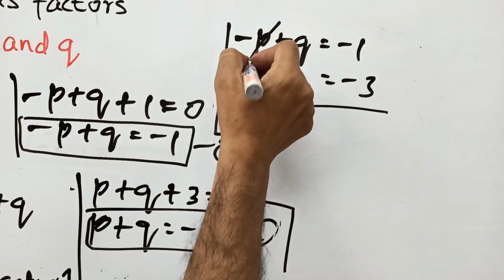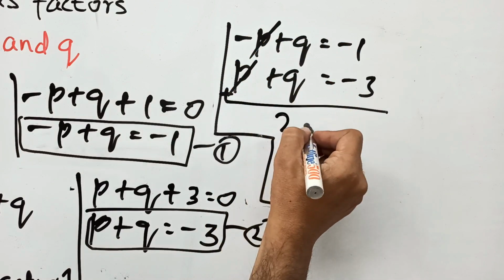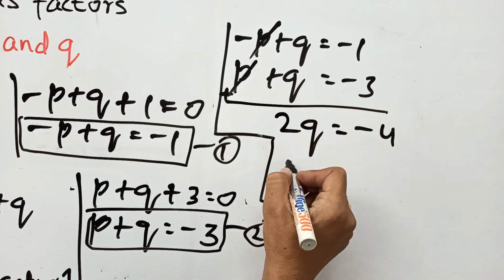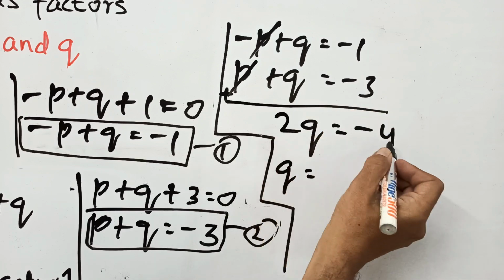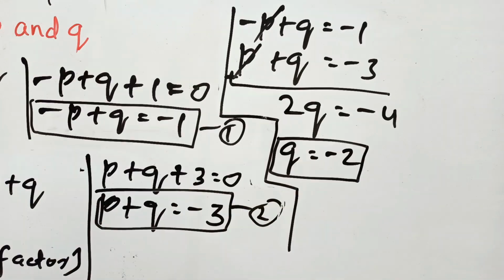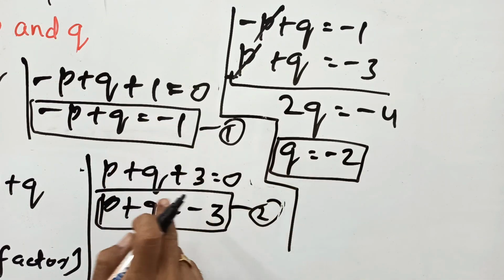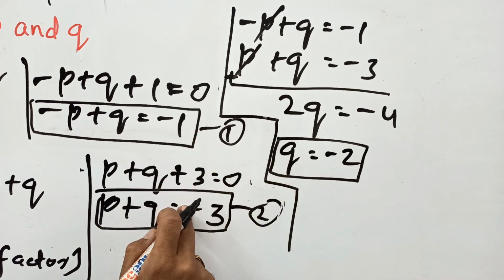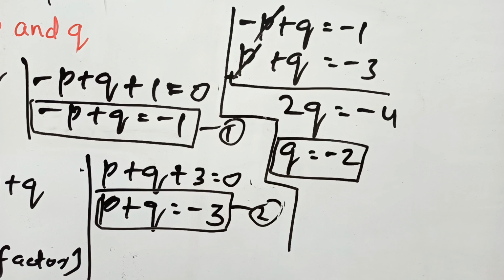We'll add the equations. Minus p plus p cancel, q and q, 2q, minus 1 minus 3, minus 4 after adding. So q will be, after dividing this, minus 2. Now we can put the value of q in either of the equations.